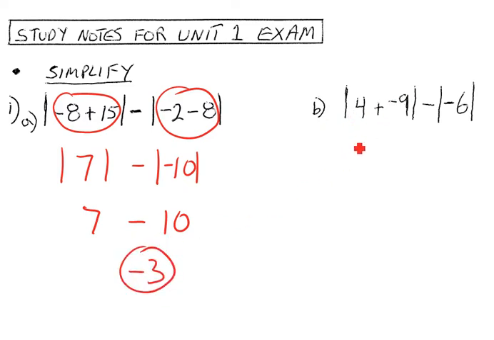For letter B, again, we'll simplify it. 4 plus -9 is -5. Minus, and the absolute value of -6, -6 is 6 spaces from 0. All right, -5 is 5 spaces from 0. 5 minus 6 is -1.